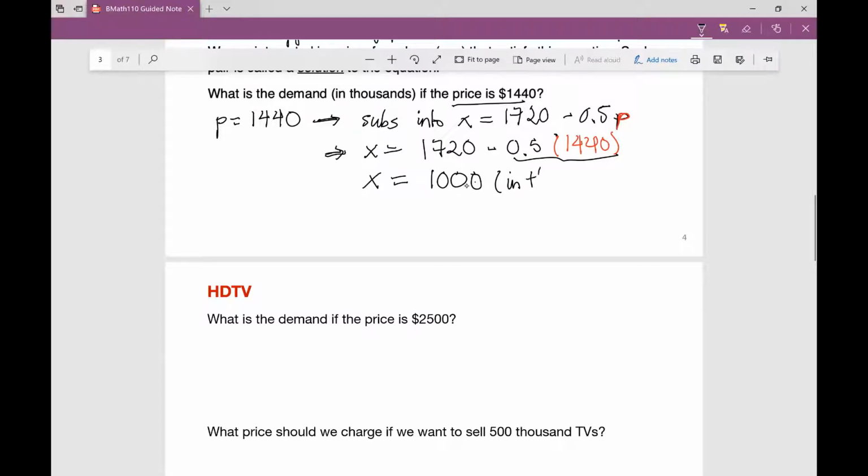I don't even know how to spell this. Okay, so in thousand. What does that mean? That means we will have 1 million units in demand, right? So 1 million units in demand. Okay.